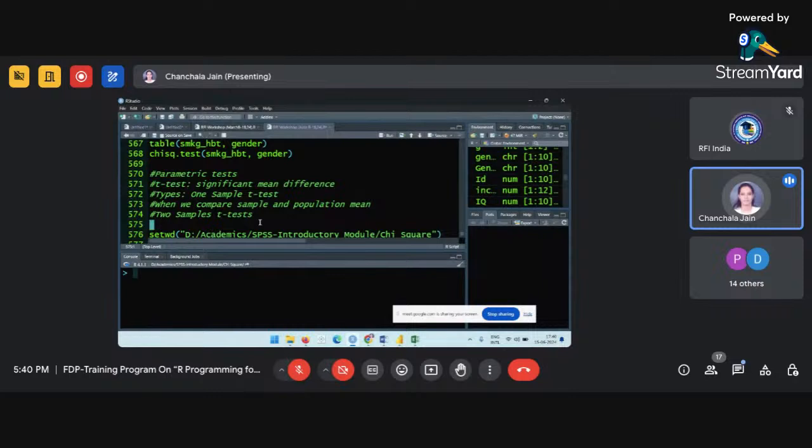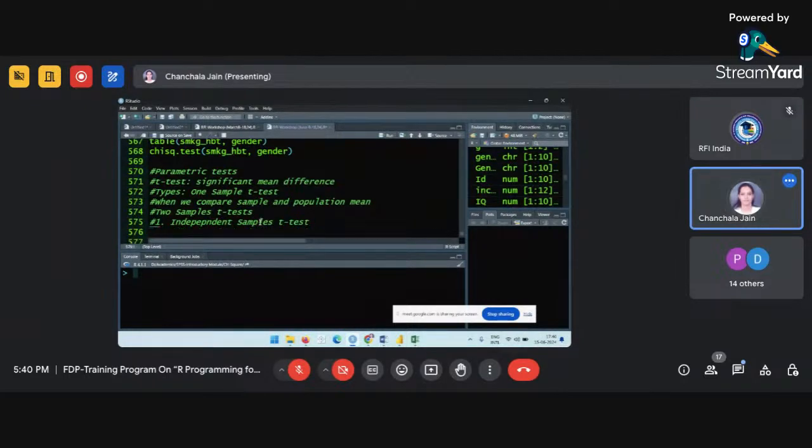Similarly, if I talk about the two samples t-test, here also we can bifurcate the two samples t-test into two categories: the independent samples t-test and the dependent samples t-test. These are the two different types of t-tests available in the category of the two samples t-test.